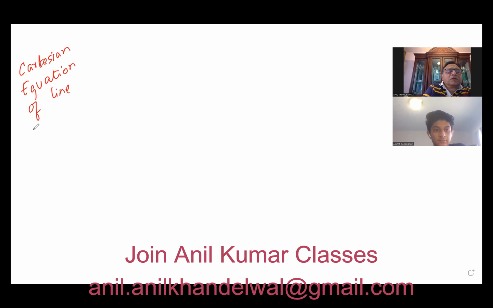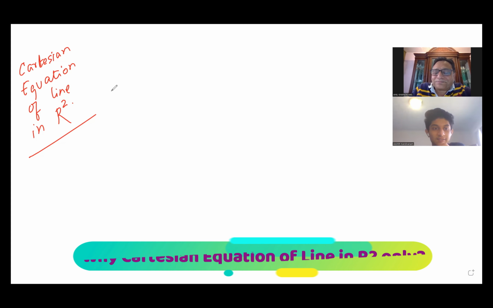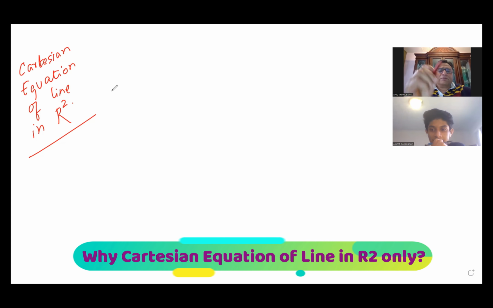So we're talking about Cartesian equation of line in R2. Now, we should remember that Cartesian equation of a line is only possible in R2 and not in R3. So at the end of this session, you need to answer my question. Why do we have Cartesian equation of line only in R2 and not in R3? Is it clear to you? Yes, sir.